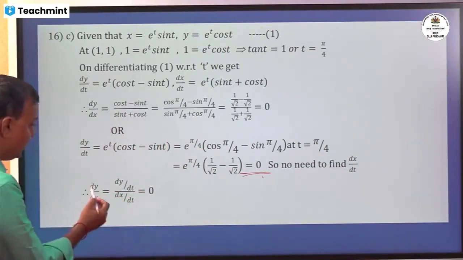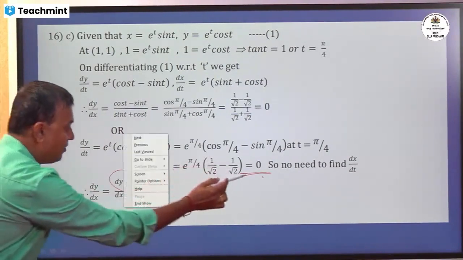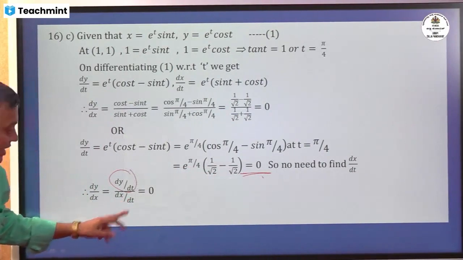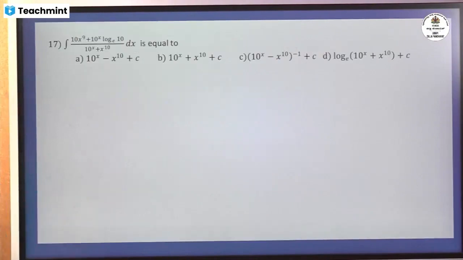So dy by dx is dy by dt by dx by dt. Dy by dt is 0. So we need not find dx by dt. Answer is 0. So 16th answer is C.